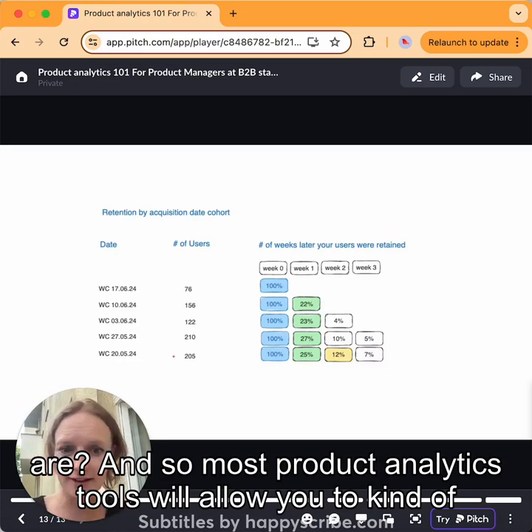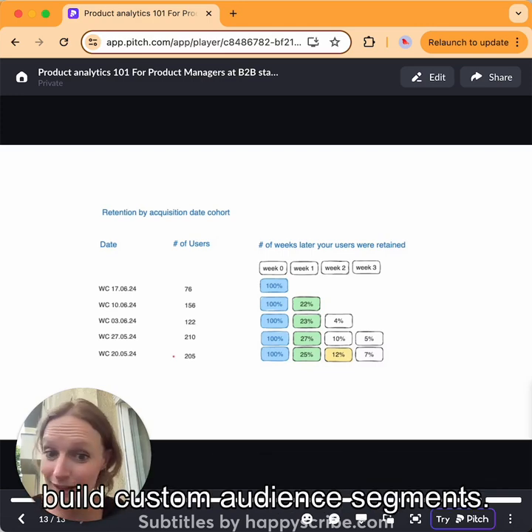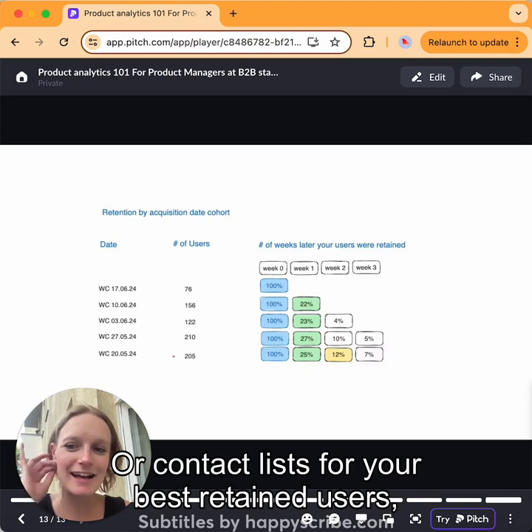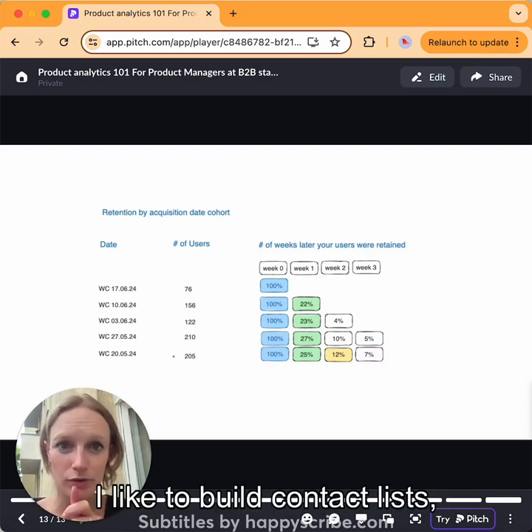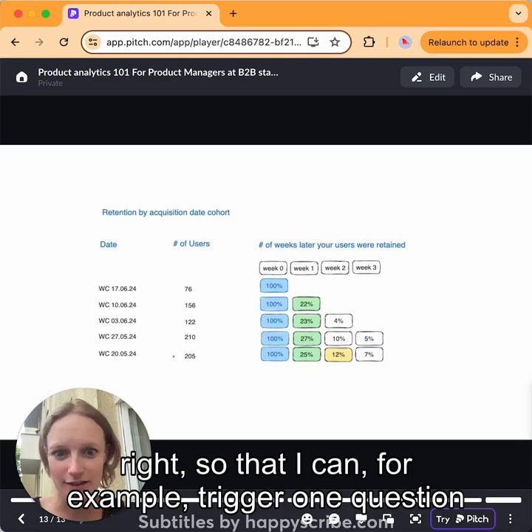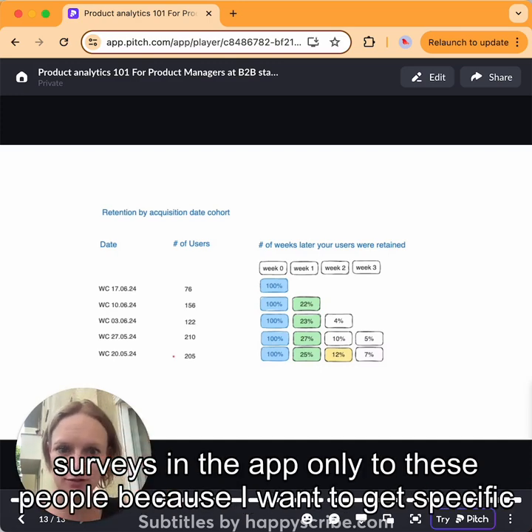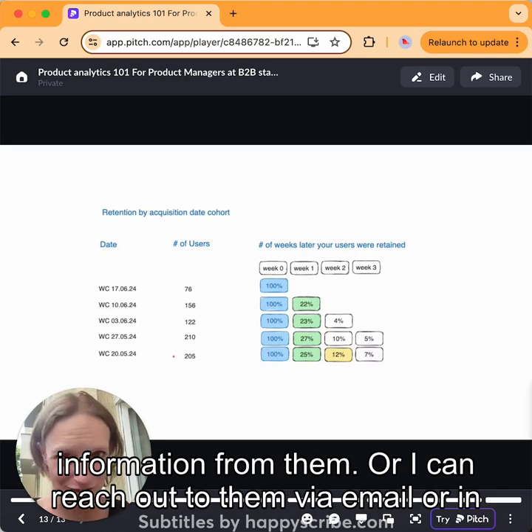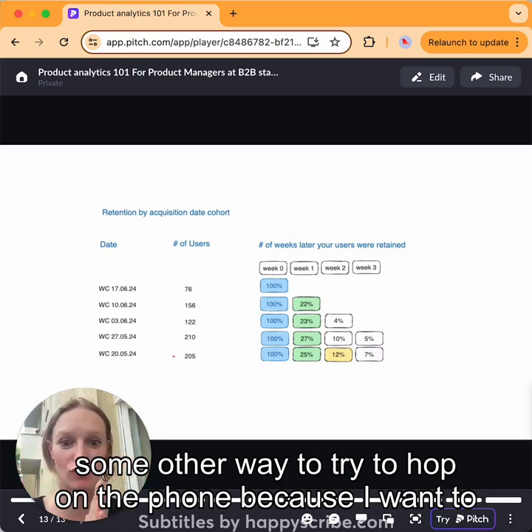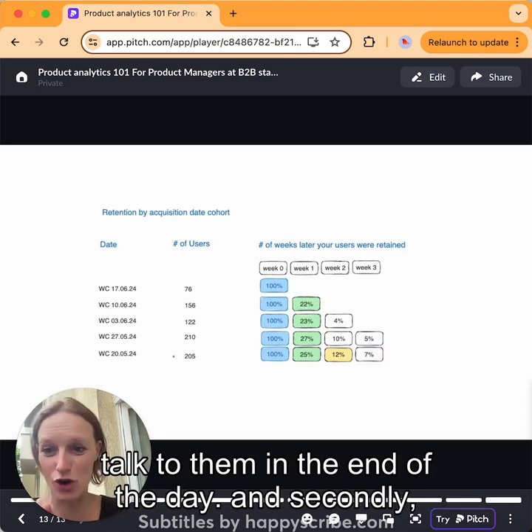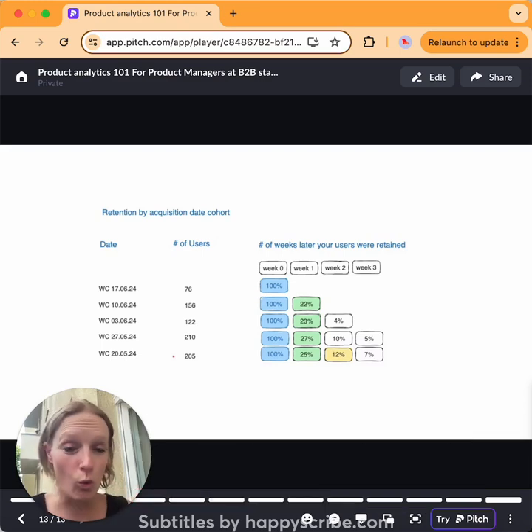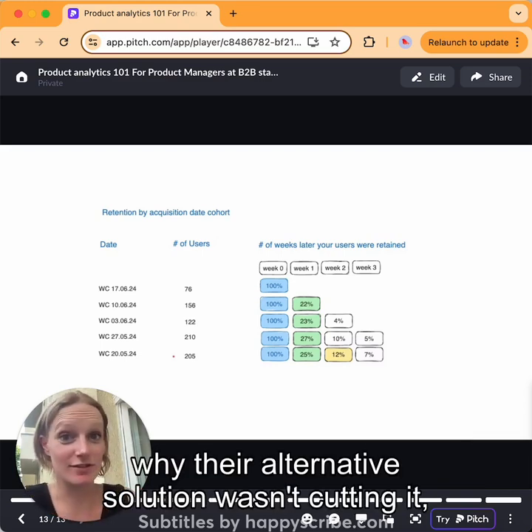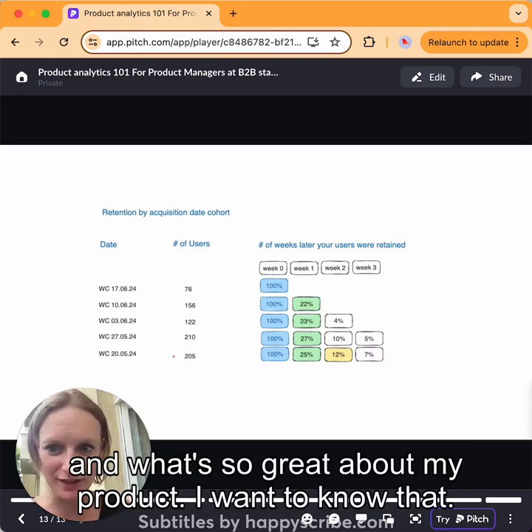Most product analytics tools will allow you to build custom audience segments or contact lists for your best retained users. And that's really helpful. Firstly, I like to build contact lists so that I can, for example, trigger one-question surveys in the app only to these people because I want to get specific information from them, or I can reach out to them via email or in some other way to try to hop on the phone, because I want to talk to them at the end of the day. And secondly, because I want to understand why they tried my product in the first place, why their alternative solution wasn't cutting it, and what's so great about my product. I want to know that.